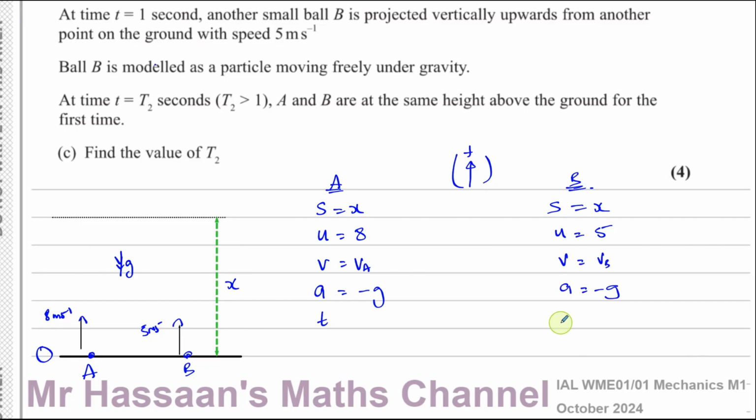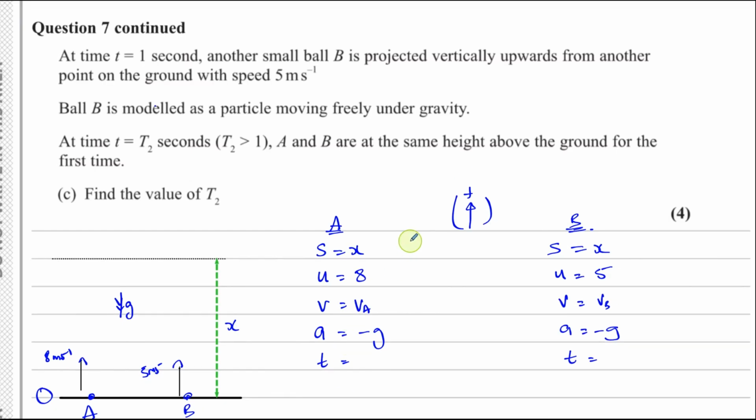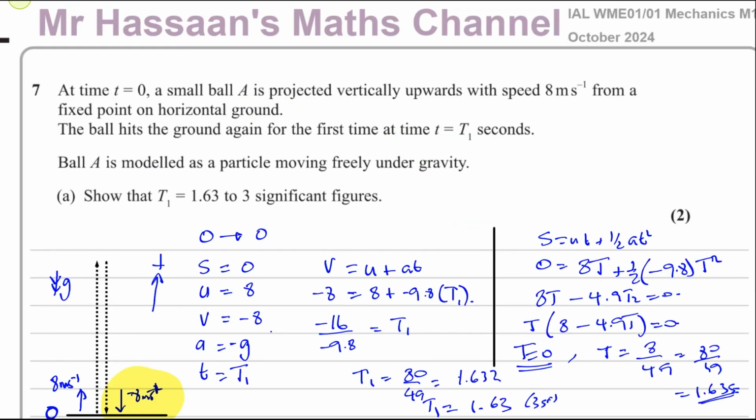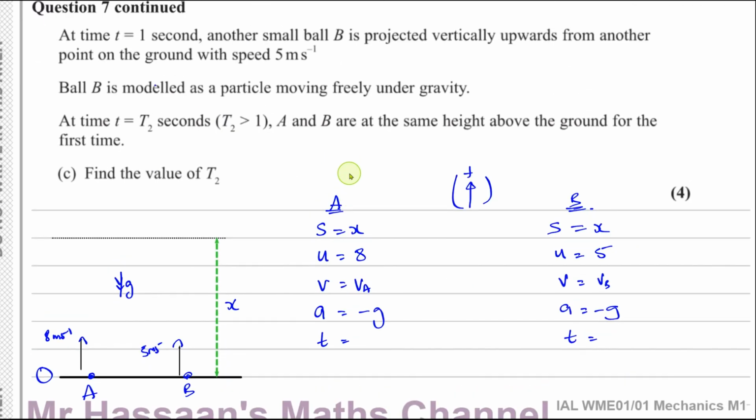And the time, this is where we've got to think a bit. We know that t is defined in this question as the time after A was projected. So t2 would be the time that A has been in the air. B was projected 1 second after A, right? So here's where you have to be careful. That means the time that B has been in the air is 1 second less than A. B was projected 1 second later than A, so it's been in the air 1 second less than A. And this is where people mess up.